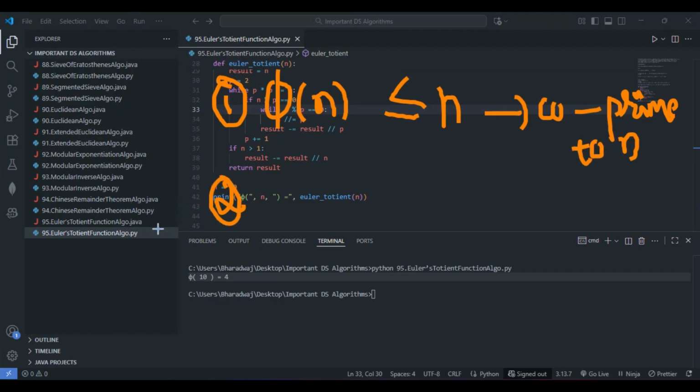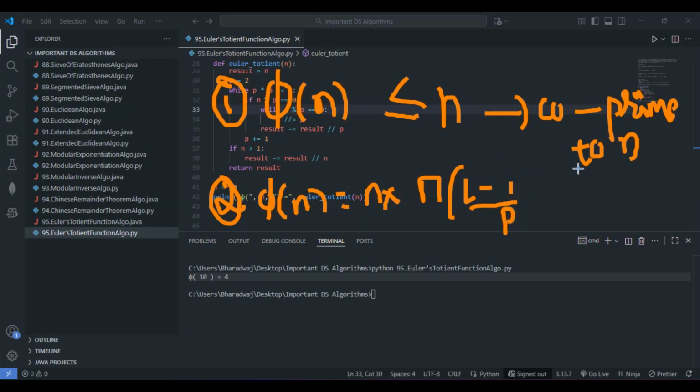Next, the second one is the formula. Totient of n equals n into big pi of 1 minus 1 by p. So 1 minus 1 by p1 into 1 minus 1 by p2 into 1 minus 1 finally up to 1 minus 1 by pk, right? So we can write it as pi of 1 minus 1 by p for each distinct prime factor p of n. So this is the formula. We have to know this. The entire algorithm is based on this particular formula itself.